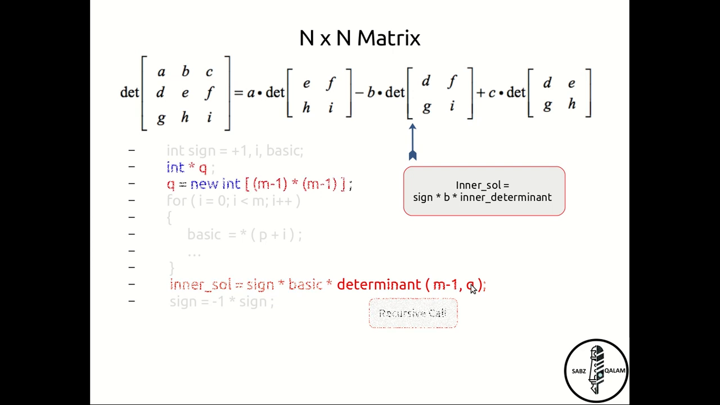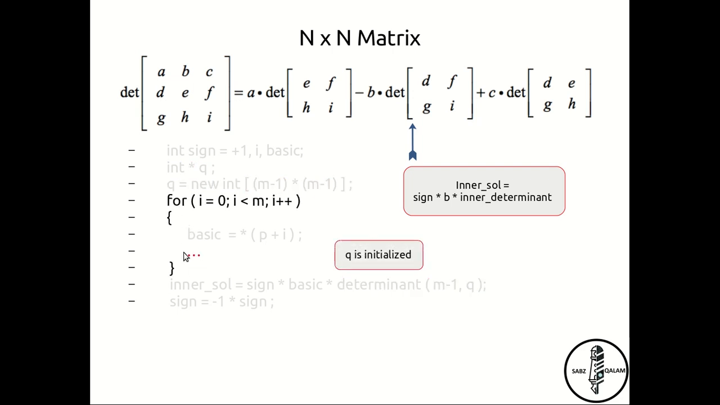And obviously before initializing it, right, you have to declare it. So integer pointer q, and pointer q has been initialized to have this memory allocation of m minus 1 times m minus 1. Notice this new, it's a dynamic memory allocation. It's m minus 1 times m minus 1 because a 3x3 matrix gives you a 2x2 matrix, or a 4x4 matrix gives you a 3x3 matrix, okay? And then this loop here is where Q gets initialized.